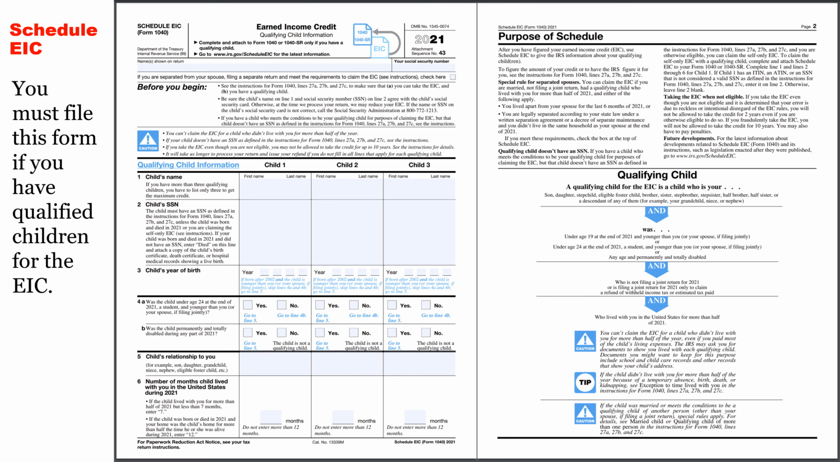If you have qualifying children, then you must file Schedule EIC and fill in the appropriate information for up to 3 children. You only need to list up to 3 children for the maximum credit. The children must have valid Social Security numbers when you file your tax return.